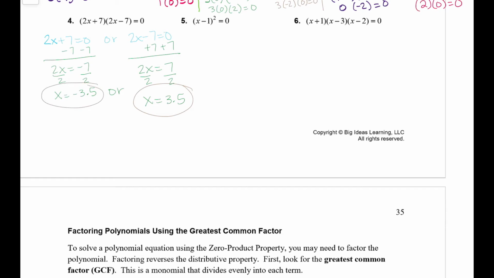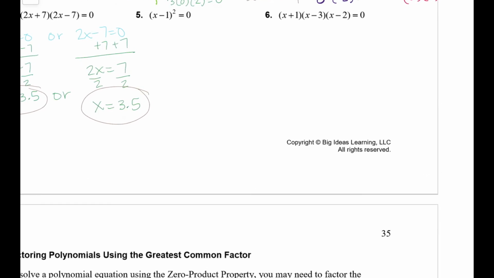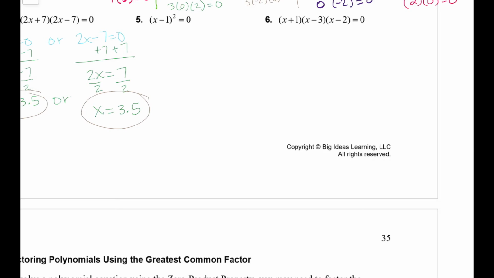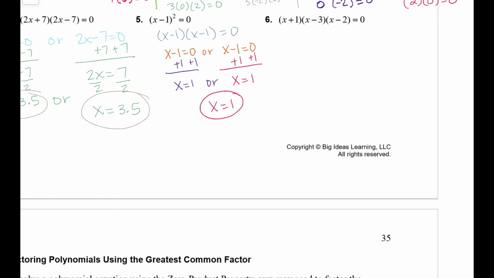Looking at number 5, we have x minus 1 squared. Now, if you remember, x minus 1 squared is equal to x minus 1 times x minus 1. We have two things that are set equal to 0, x minus 1 equals 0, or x minus 1 equals 0. Well, these two are the exact same thing. So we can add 1 to both sides of the equal sign, x equals 1, and the other equation is the same. So since those answers are the same, that is my only solution, where x is equal to 1.